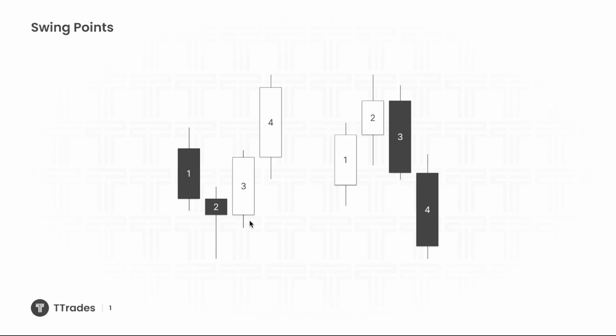Understanding this, I decided to label the candles with numbers. Candle 2 will always be the swing low or swing high. Candle 3 will be the candle following candle 2. Candle 4 following candle 3. And candle 1 will always be the candle before candle 2. So 1, 2, 3 forming a swing low, and candle 4 is always a continuation if that trend is correct.